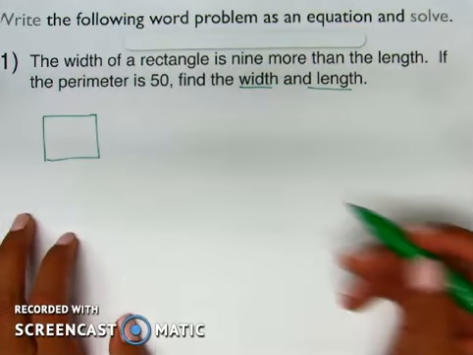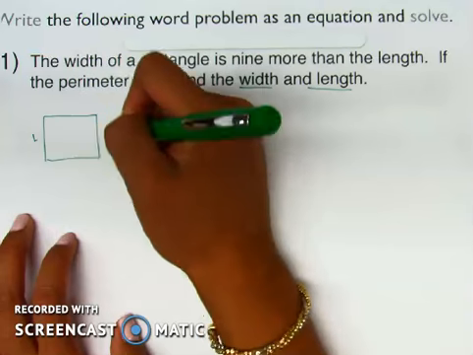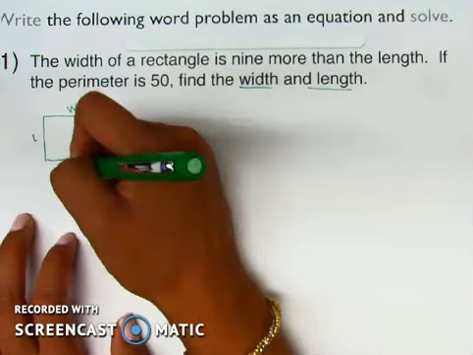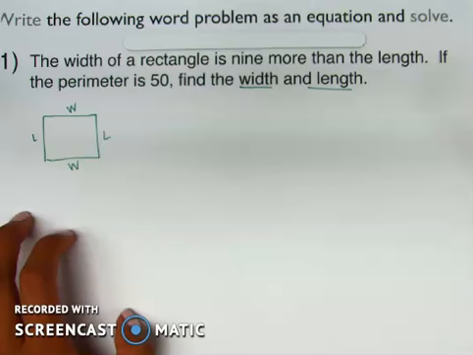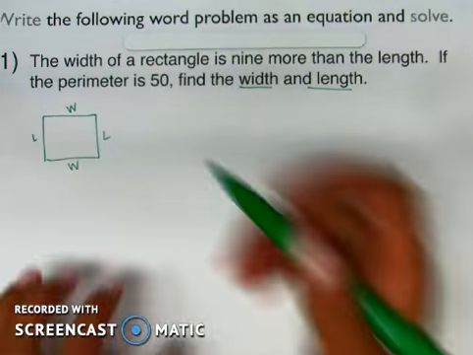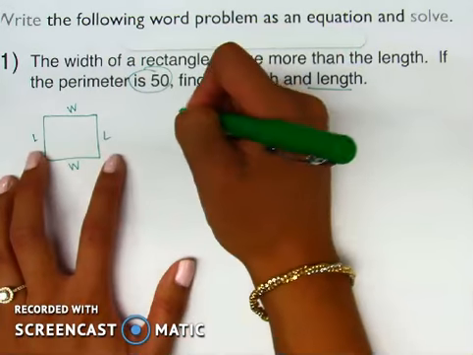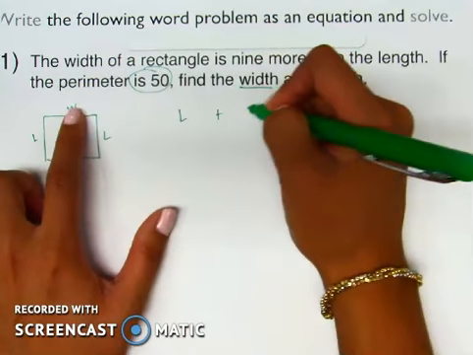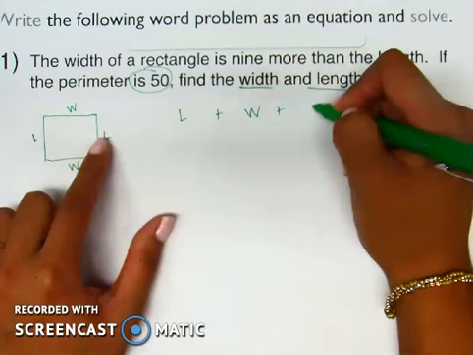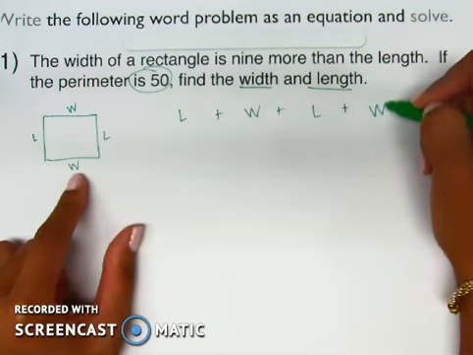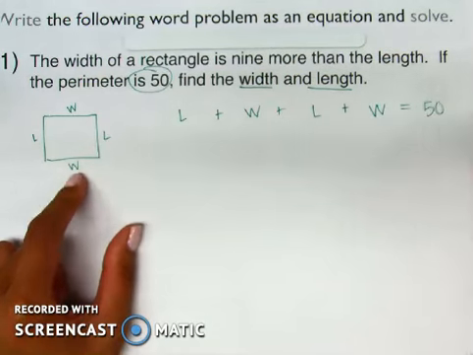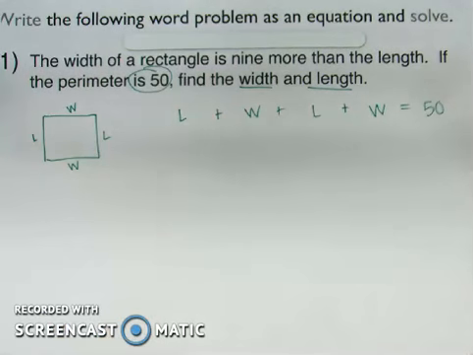So I'm going to label these are my two lengths and these are my two widths, keeping in mind that the perimeter is 50. So what does this mean? Well, it means this length plus this width plus this length plus this width should equal 50. So that's how I'm going to set it up.